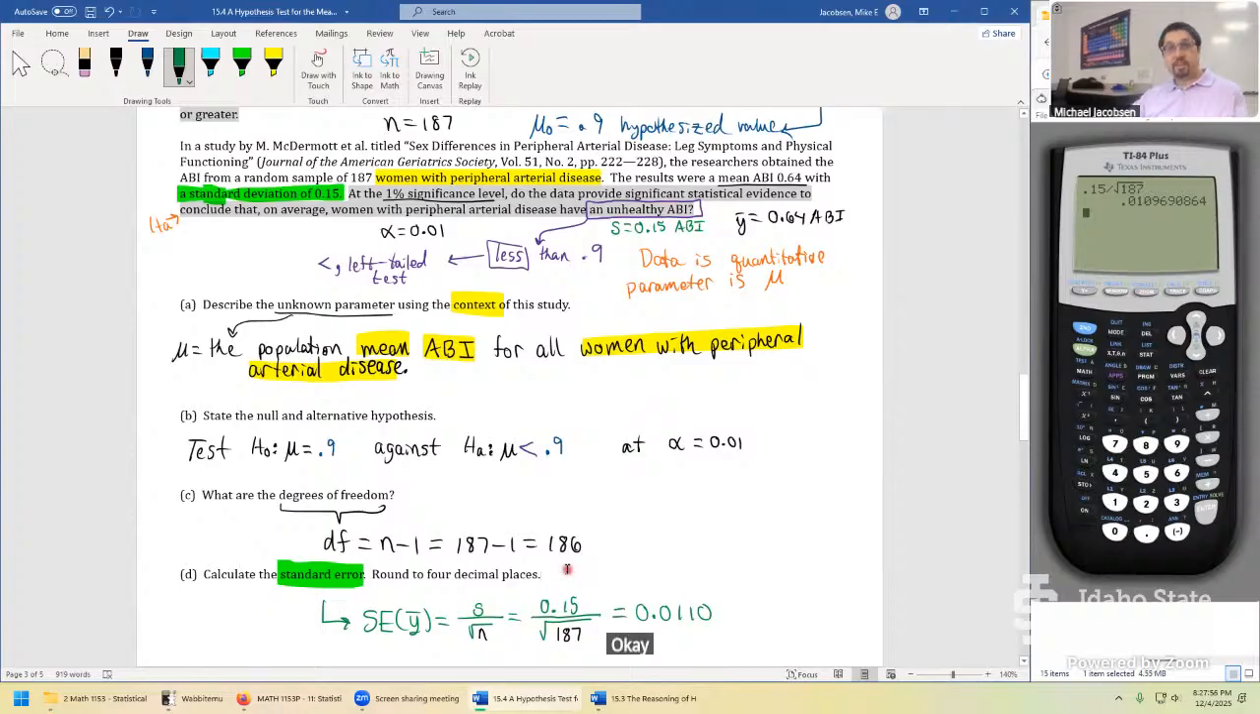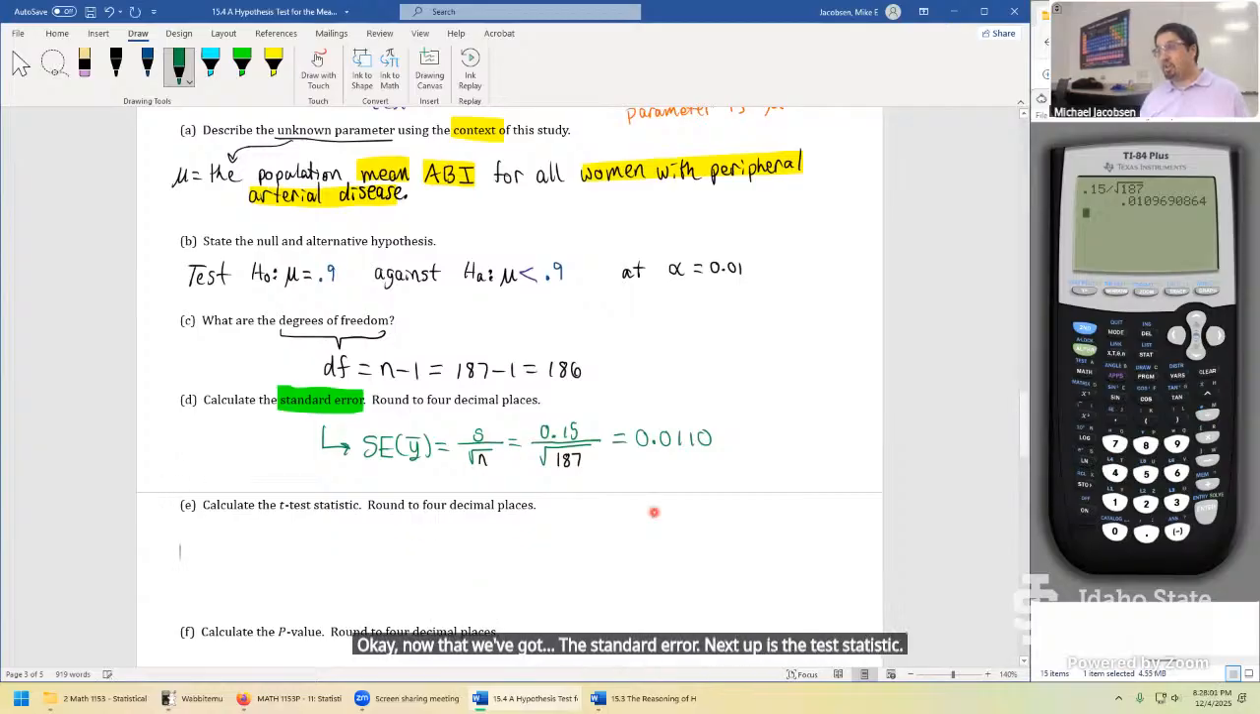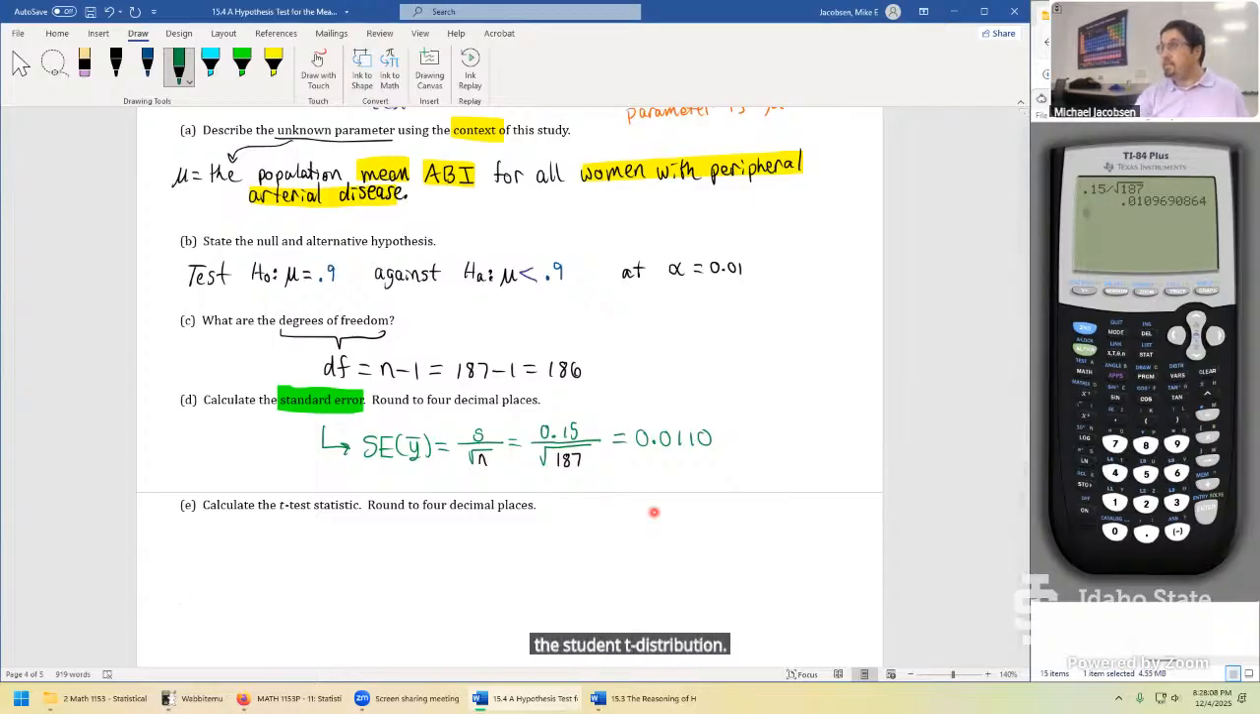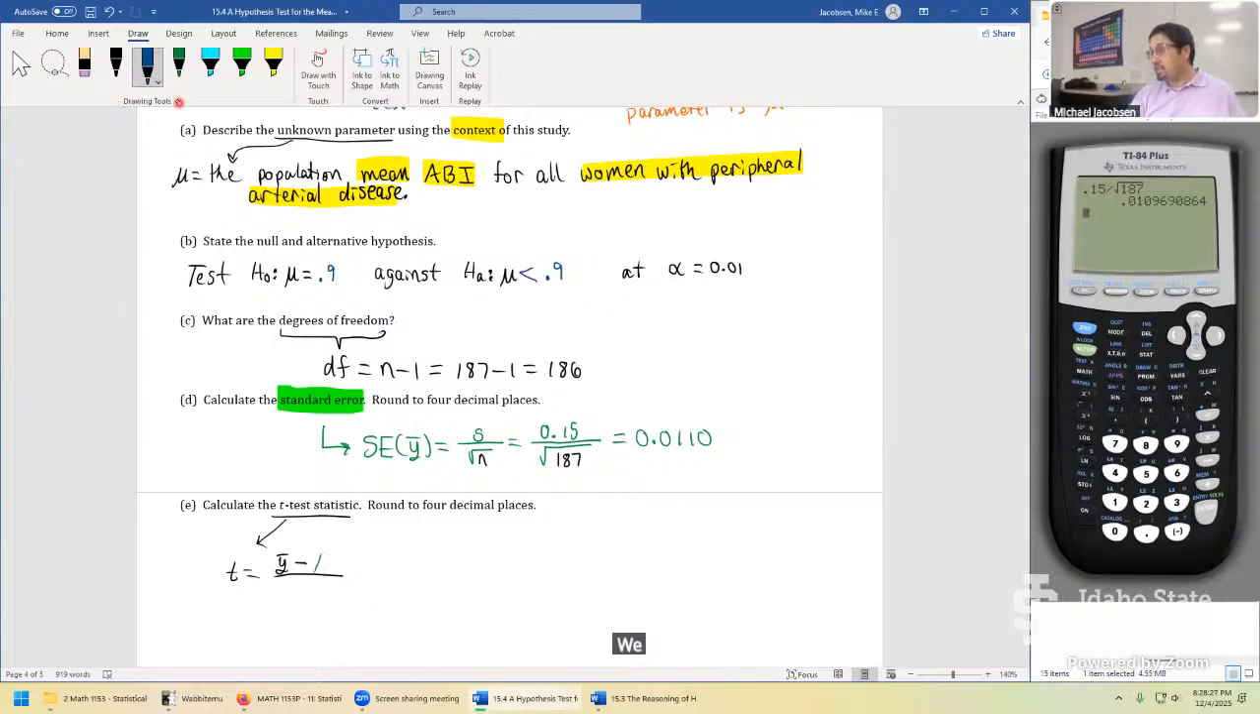Okay, now that we've got the standard error, next up is the test statistic. This time it's called a t-test statistic. It's a good reminder that we're using the student t-distribution. The format for this test statistic goes t equals, before it was a p-hat, but that's categorical data. We use y bar, the mean of the sample for quantitative data. We subtract the hypothesized value, now a mu naught.